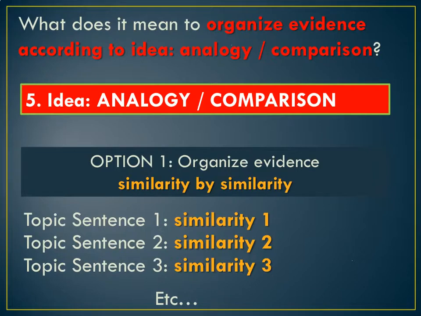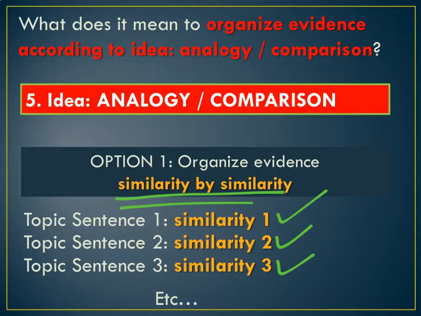One option is that you can organize your evidence similarity by similarity. So maybe in the first topic sentence you focus on one similarity between the two items that you're comparing, whether it be two characters or maybe even two settings or two objects. The second topic sentence you can focus on a second similarity, and then the third you can focus on a third similarity, and so on.